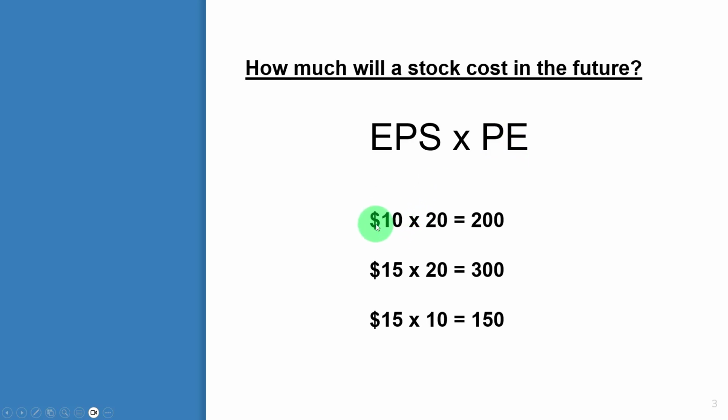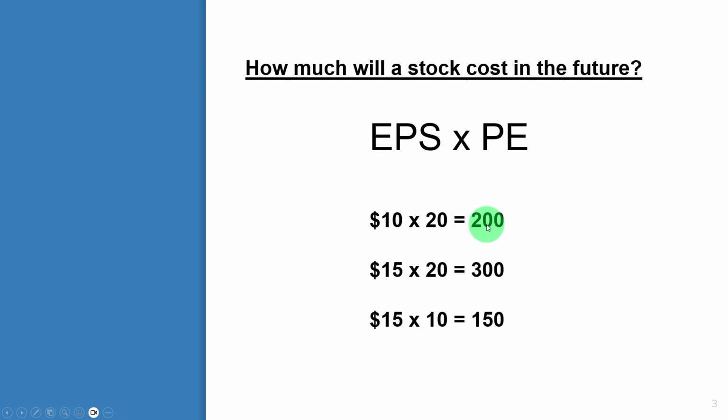Now, if a company creates a profit of $10 per share, meaning that the earnings per share is $10, and the investors are willing to pay a PE of 20, meaning that for each and every dollar in profit, you will pay $20 in price, that gives you 10 times 20, gives you 200. That is the price of the stock.